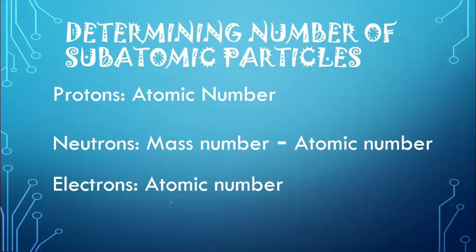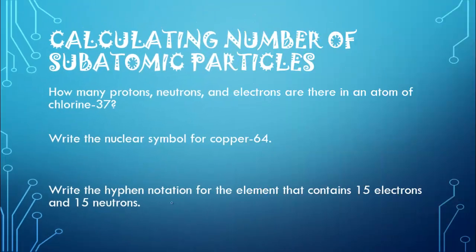Finally, to find the number of electrons, we look at the atomic number. That is because the atom is neutral, so we need the same number of electrons to balance out the charge of the proton. This does not hold true all the time, and we will discuss why and how, guess what, in a later chapter. So let's practice.